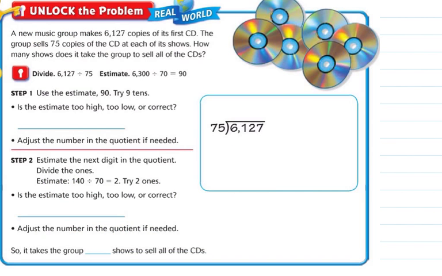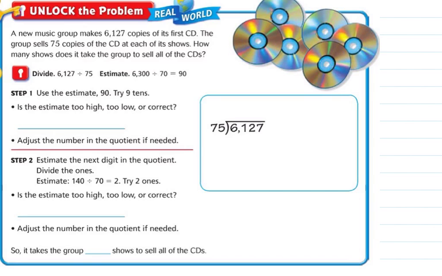So boys and girls, we are going to do our unlock the problem. A new music group makes 6,127 copies of its first CD. The group sells 75 copies of the CD at each of its shows. How many shows does it take for the group to sell all the CDs?